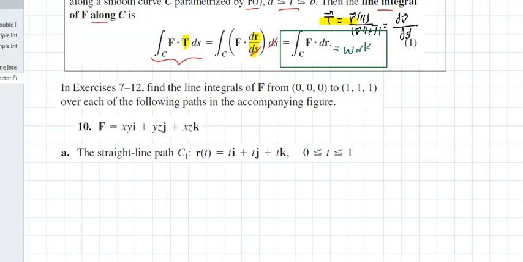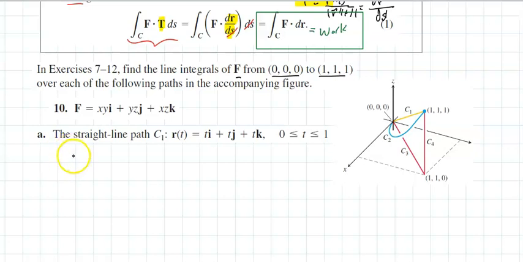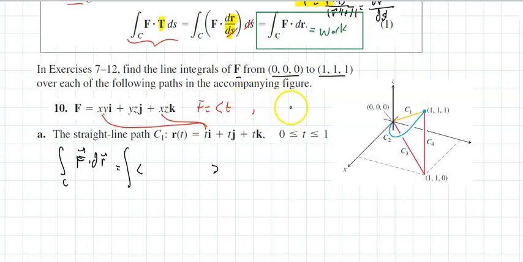And an example of that, problems 7 through 12. It says, find the line integral of f from the origin to (1, 1, 1) over each of the following paths in the accompanying figure. And here we are. So I want to find the integral along C of f dot dr. I need to make a small substitution, and that's always the case. That is the i for the x, t for x, and t for the y as well. Do you notice, they're all t, so that's not going to matter much in this case.